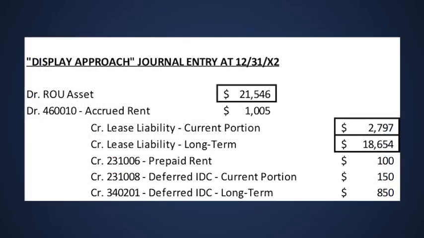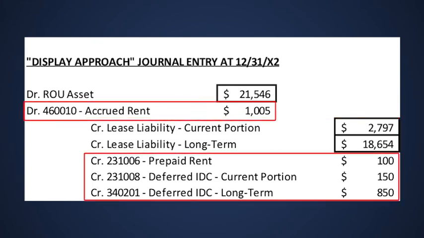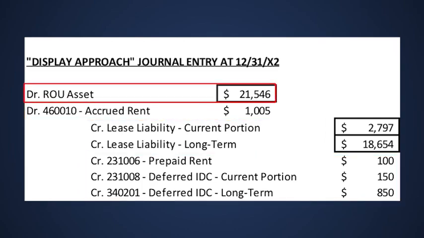At the reporting date of 12/31/X2, Smallco would record the display approach journal entry, topside, to present the balance sheet in accordance with the guidance in the ASU. The current and the long-term portions of the lease liability taken from the tracking schedule are credited, and prepaid rent and the deferred initial direct costs and accrued rent are reversed. The balancing debit represents the right-of-use asset.